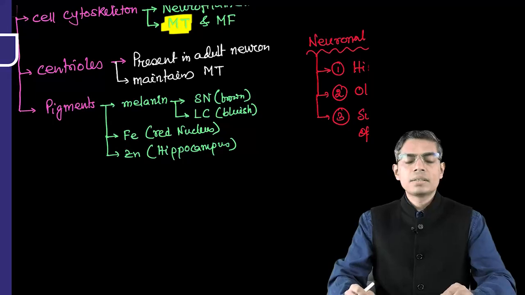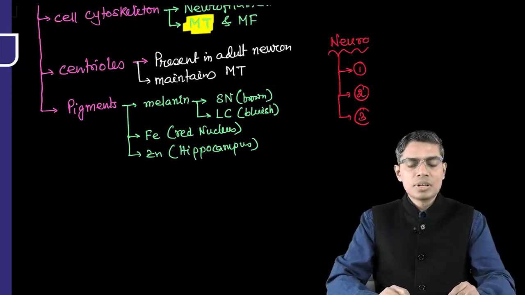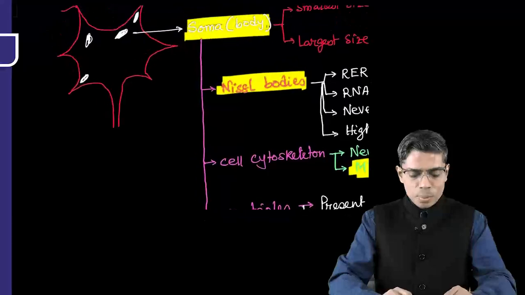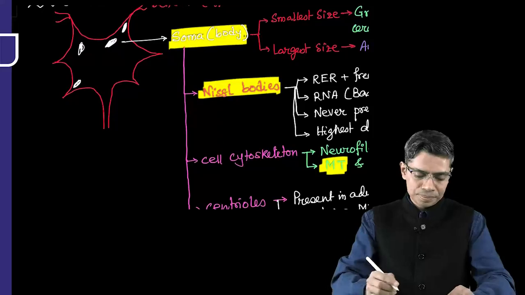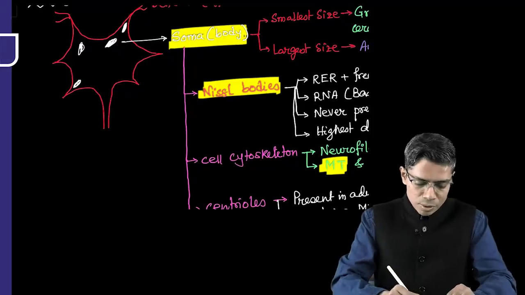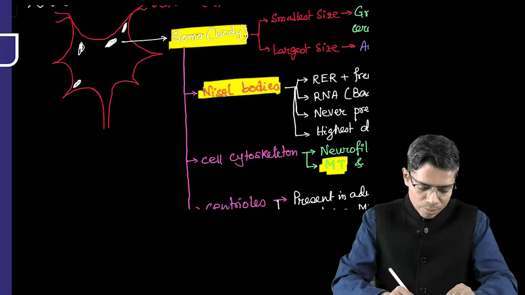So these are the pigments which are present inside the cell body of the neuron. Now this is the important point that we have to remember about the cell body or soma of the neuron. Now the next part of the neuron is the axon.